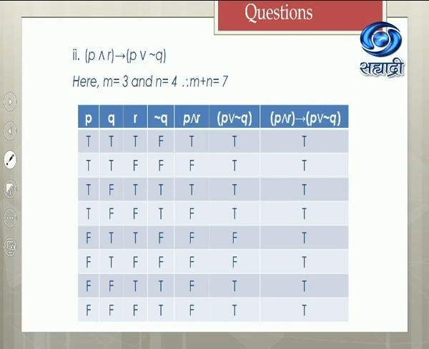Now we need negation Q. So negation Q column, just simply write false, false, true, true, false, false, true, true. Now P and R. So first and third column students, and we want and in between.